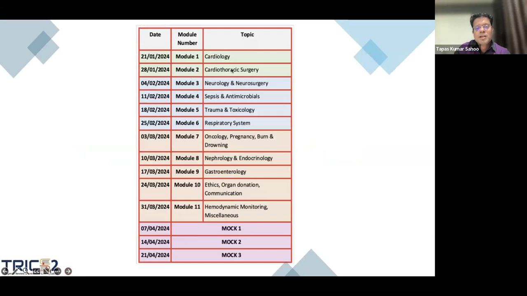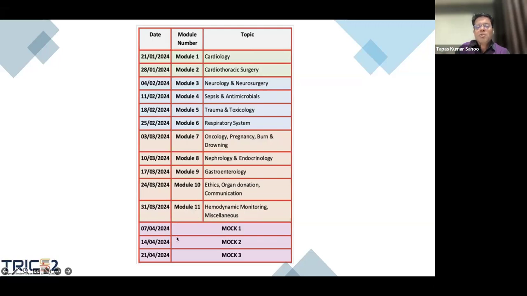Next, we'll be announcing the date for the cardiothoracic surgery. After that, this is the agenda for our TRICS 2. Neurology, sepsis, trauma, toxicology, respiratory, onco, pregnancy, burn, drowning, nephrology and endocrinology, gastroenterology, ethics, organ donation, communication, hemodynamic monitoring, and miscellaneous. In miscellaneous, we normally try to cover those topics which are not in a specific domain, like some of the environmental exposures, and some of the recommendations or suggestions from the trainees or attendees, which they normally post in our groups. So we would be taking those in the last module.